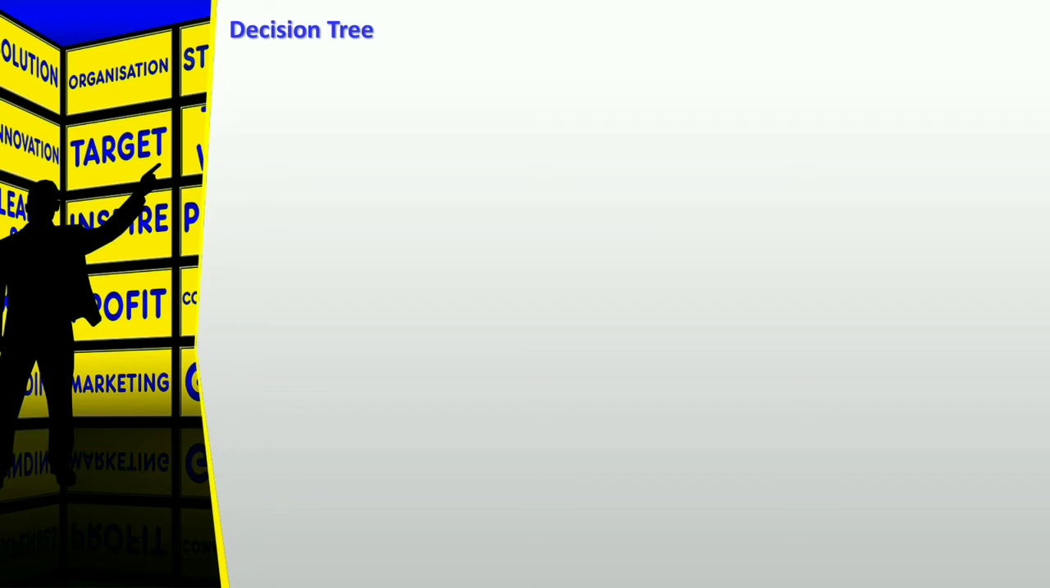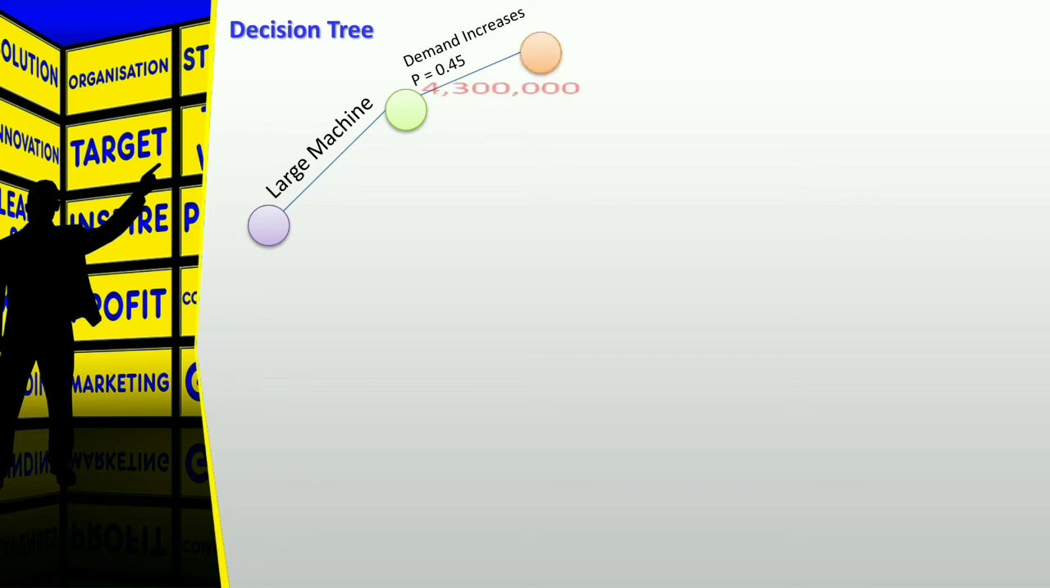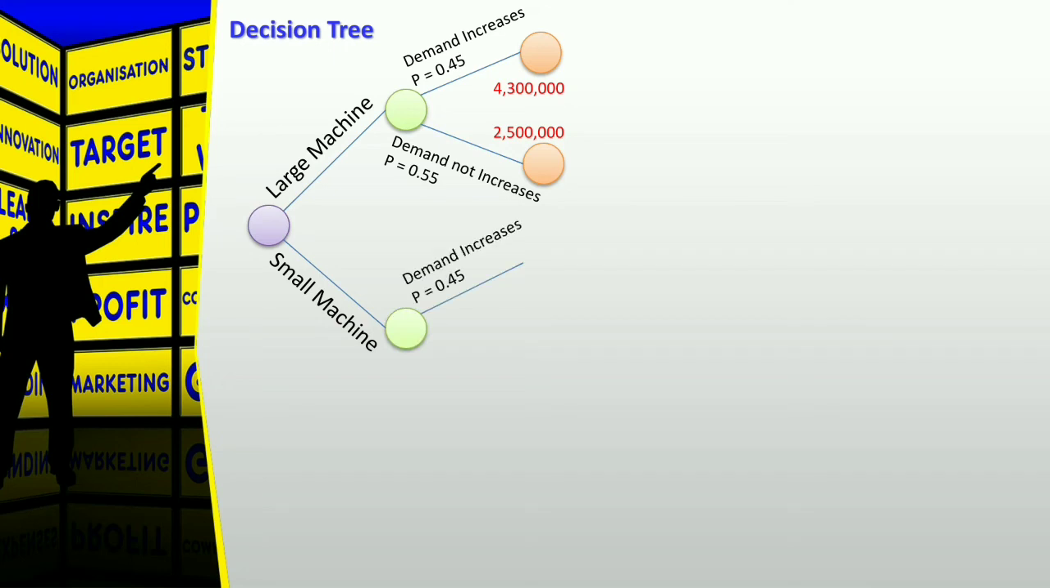This is the decision tree. If the company chooses to buy a large machine and demand increases, it will earn 4.3 million in revenue. But if the demand does not increase, the company will earn 2.5 million in revenue. And then, if the company chooses to buy a small machine and the demand increases, the company will earn 5 million in revenue. But if the demand does not increase, the company will earn 2.1 million in revenue.